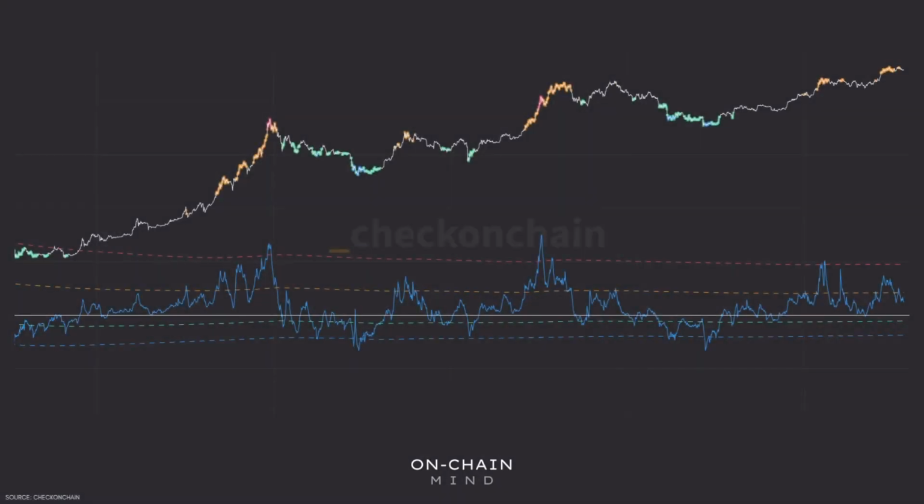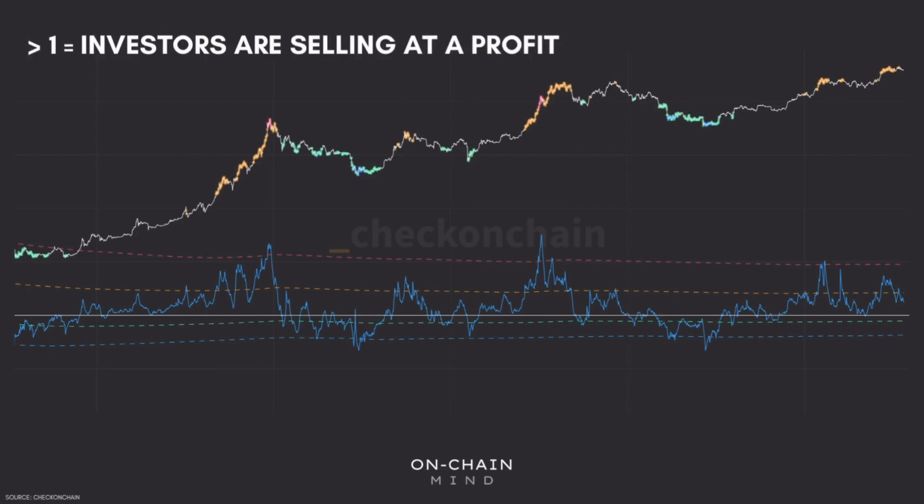So, what exactly is SOPR, and why does it matter? At its core, SOPR tracks whether investors are selling at a profit or a loss. It does this by comparing the price at which coins were last spent to the price at which they were originally acquired. If SOPR is above 1, it means investors, on average, are selling at a profit. If it's below 1, they're selling at a loss. And if it's hovering around 1, the market is essentially at break-even. Coins are moving at roughly the same price they were bought for.